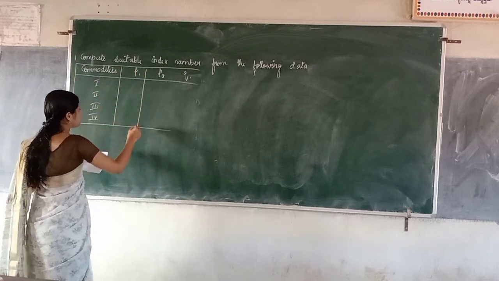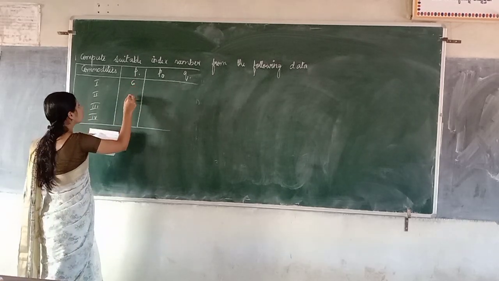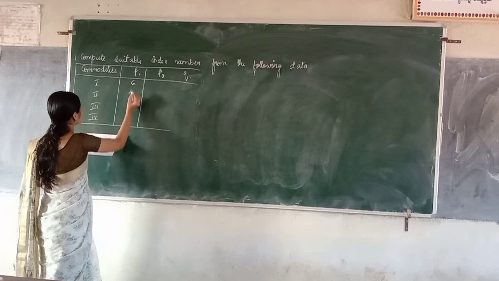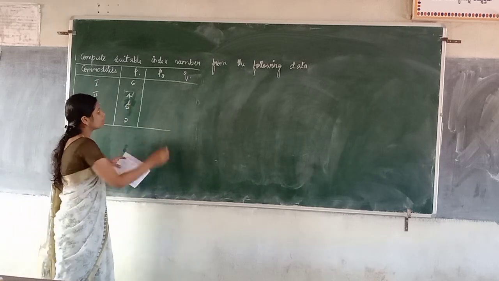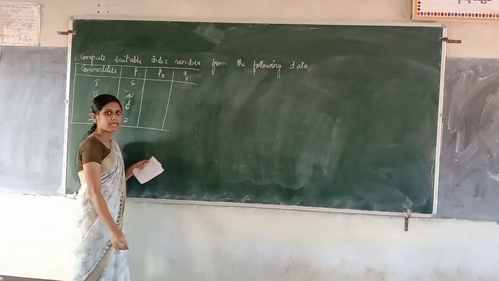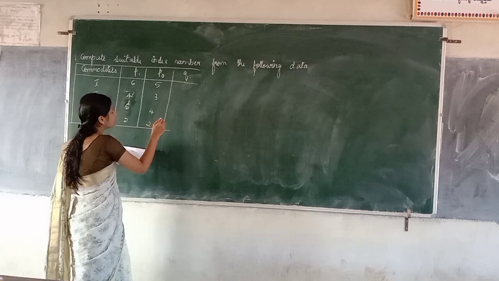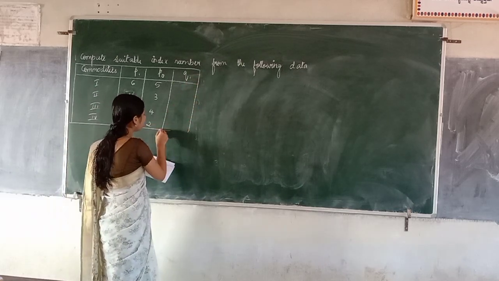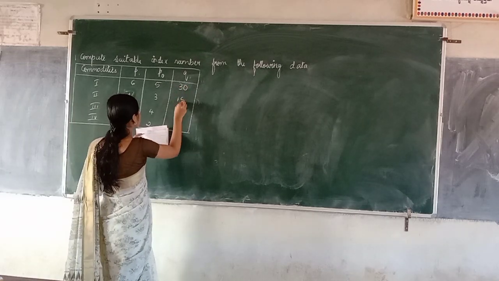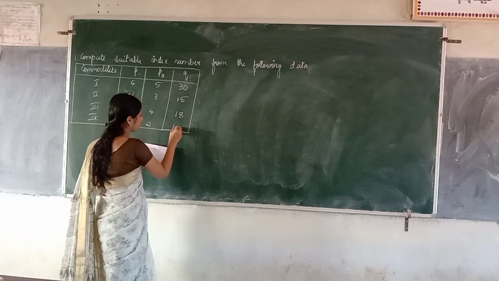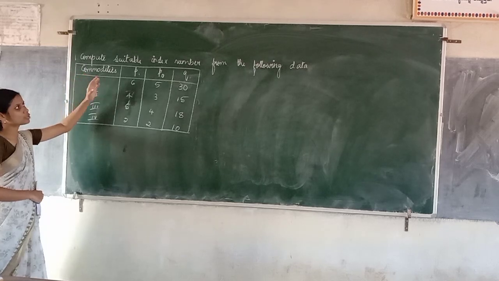Next P1. P1 is nothing but price of current year. It is 6, 4, 5 and 2. Next P0. P0 is nothing but price of base year. It is 5, 3, 4 and 2. Next Q1. Q1 means quantities of current year. It is 30, 15, 18 and 10. So this is the information given in the question, and we are asked to compute suitable index number.